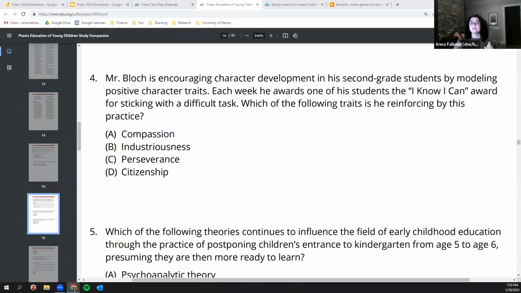Industriousness is really about being diligent or skillful with work. You can hear that in the industry piece of that word, right? But perseverance is really going to connect to determination and stick-with-itness. So C is going to be our best answer.